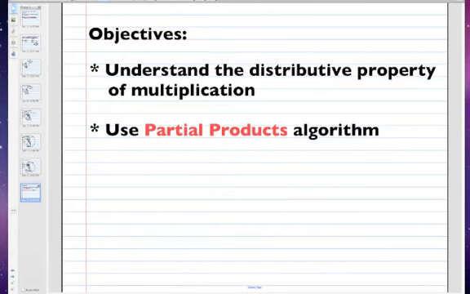So in tonight's lesson, we had two objectives: understand the distributive property and use the partial products algorithm.